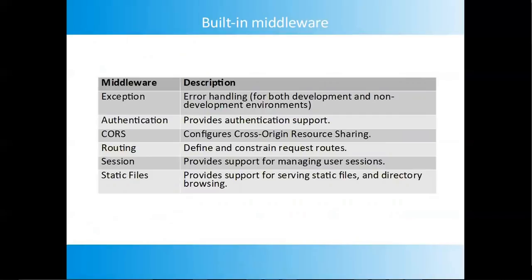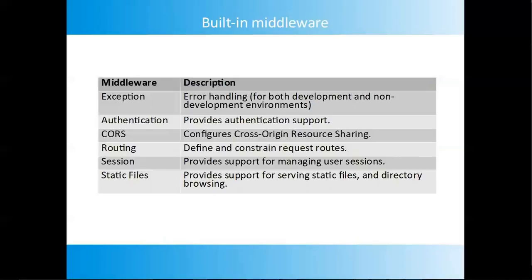Authentication middleware is used to implement authentication in your application. CORS is used to configure cross-origin resource sharing. Routing is used to define and handle routing requests. Session middleware is used to manage or provide the session. Static file middleware is used to provide support for serving static files such as JavaScript, CSS, and others. So depending on your application requirements, you may add many middleware components into the request pipeline.